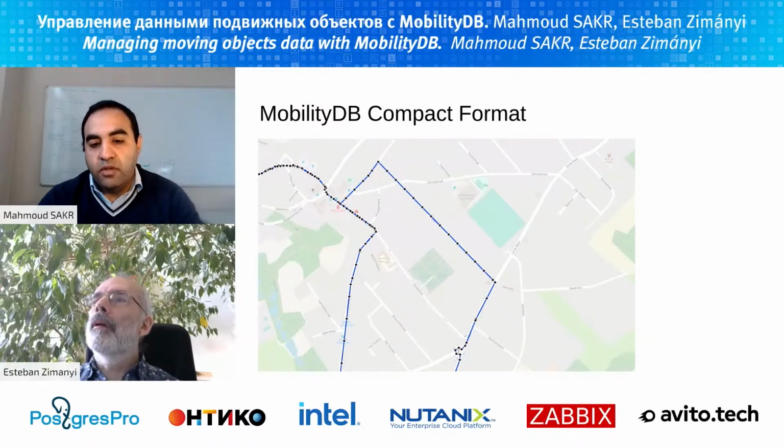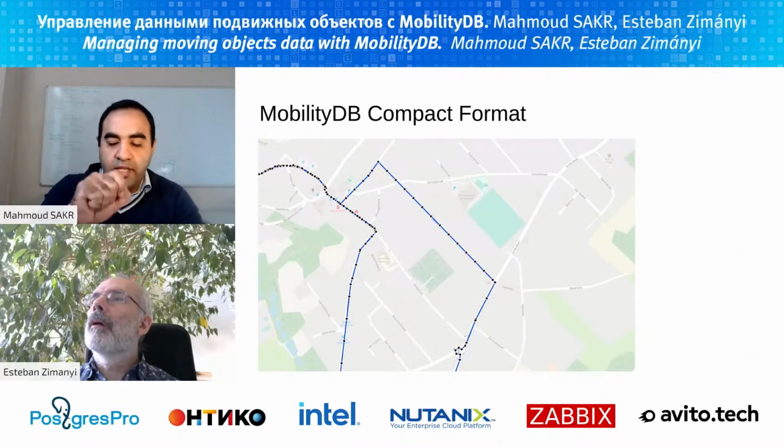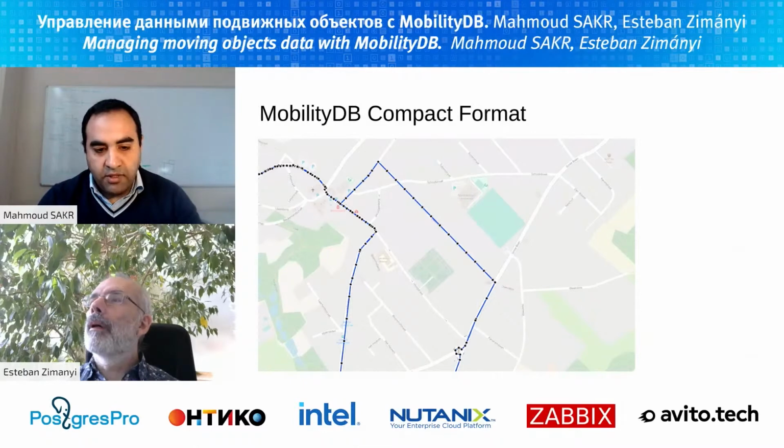But we can do more sophisticated interpolation like map matching to really neatly put the object on the map. At the end, after ingesting the data in MobilityDB, we know that the data will be represented in continuous way.